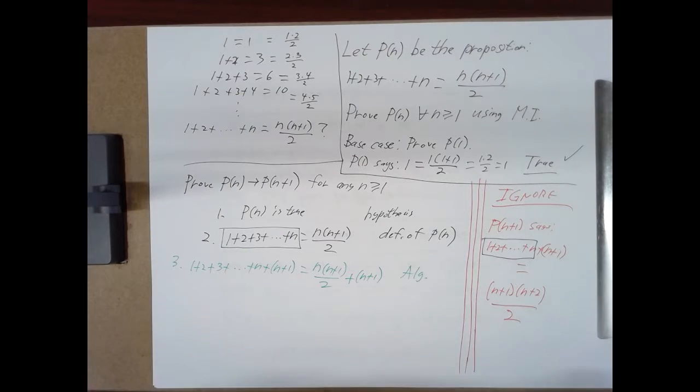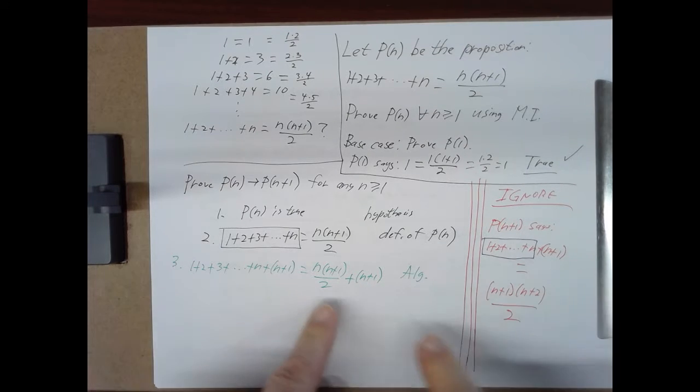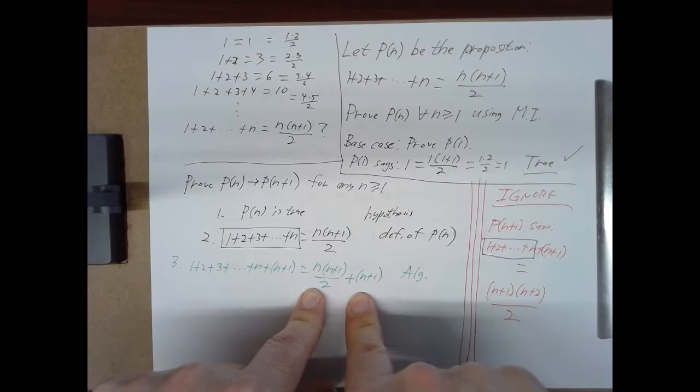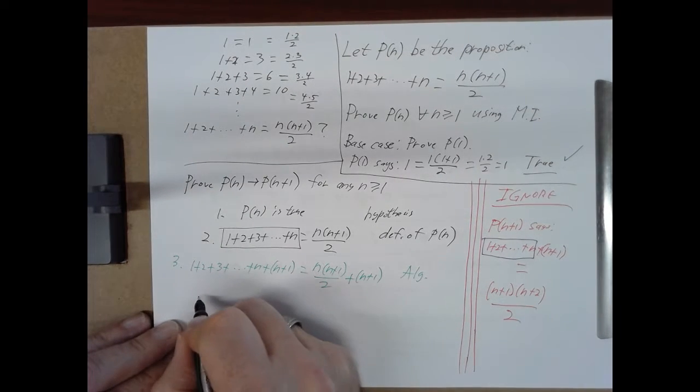Now I sneak a peek over here again and I say, you know, now this looks exactly like the left side of P of n plus 1. I wonder if this is actually the same as the right side. So we start doing some algebra and see if we can show that this is equal to this. So let's just do more algebra.